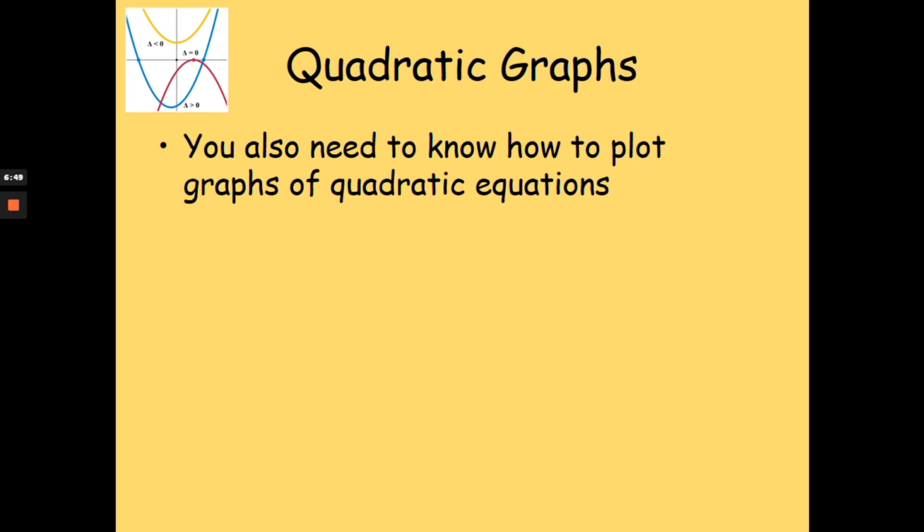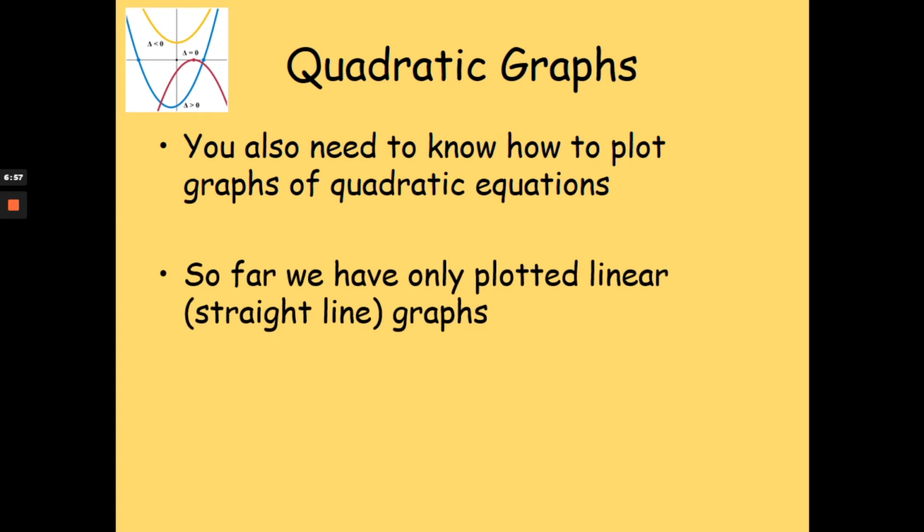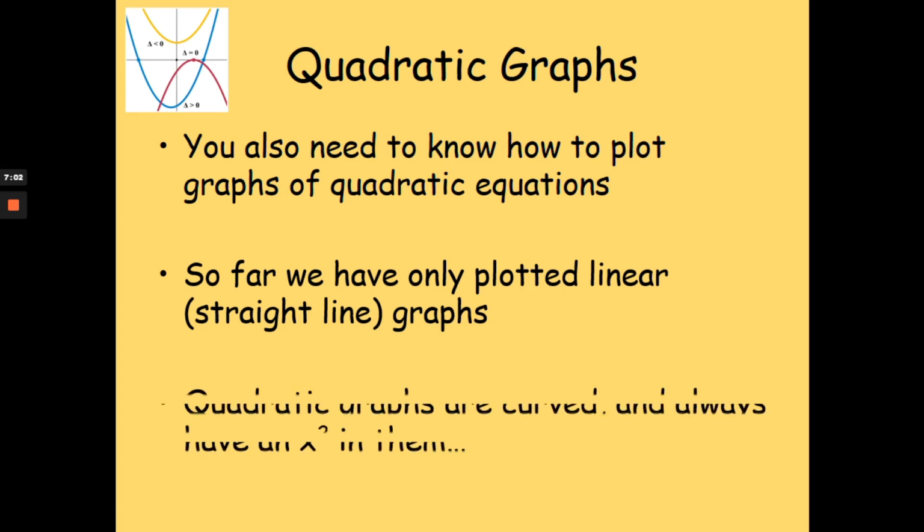And now we're going to move on to something called quadratic graphs. So these are something else that you need to know how to plot. And so far you've only done linear graphs, which are the straight line ones. So quadratic graphs are always curved, and they always have an x squared in them. So I did say that earlier, the difference between a linear and a quadratic is the x squared. It sounds complicated, and I promise it's easy.